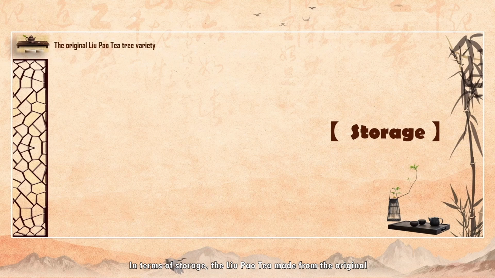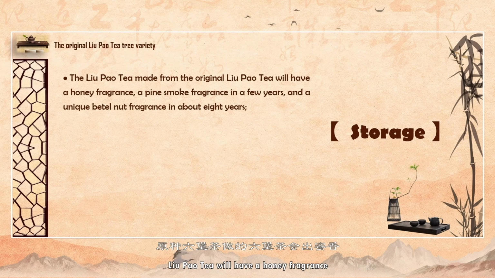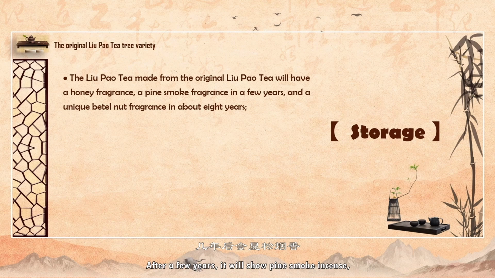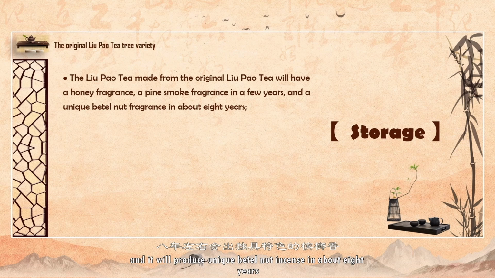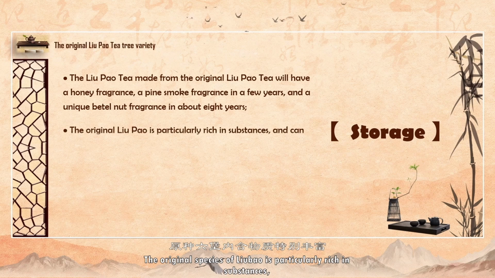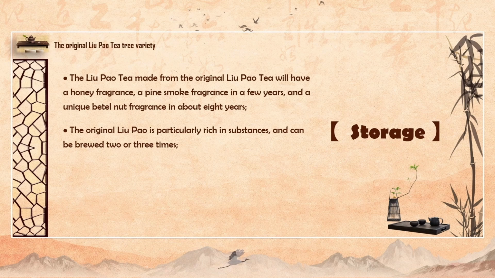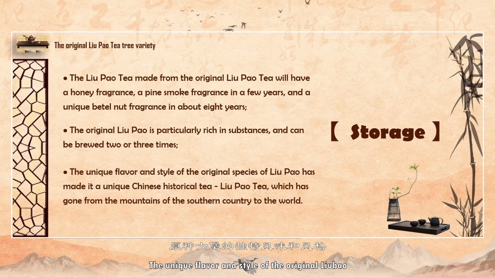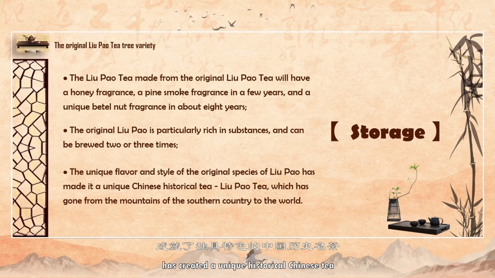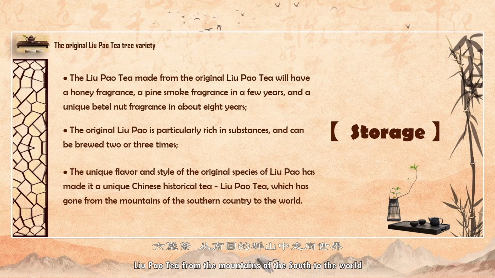In terms of storage, the Liu Bao tea made from the original Liu Bao tea will have a honey fragrance. After a few years, it will show pine smoke fragrance, and it will produce the unique betel nut fragrance in about 8 years. The original species of Liu Bao is particularly rich in substances, and can be brewed for 20 to 30 infusions with the lingering rhythm still constant. The unique flavor and style of the original Liu Bao has created a unique historical Chinese tea, Liu Bao tea, going from the mountains of the south to the world.